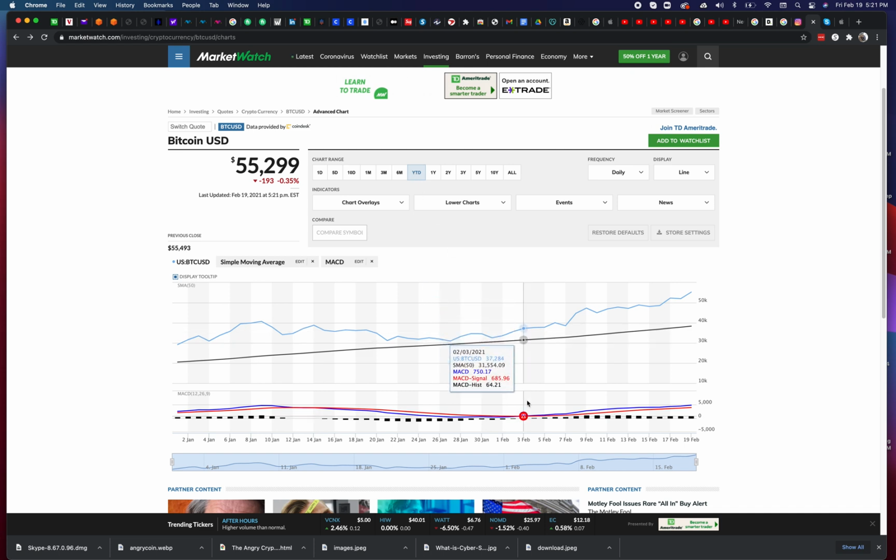So if you bought around here on about February 3rd, you would have made a lot of money. So anyway, I just wanted to give a quick, simple example of how the MACD can help you buy and sell Bitcoin on a moment's notice.